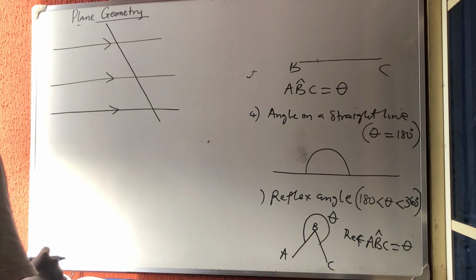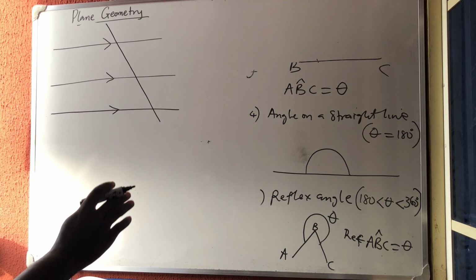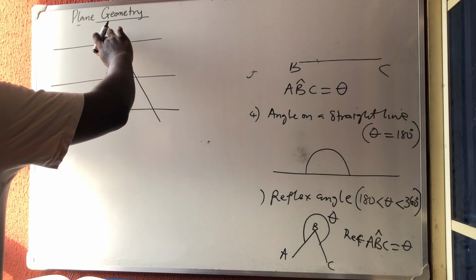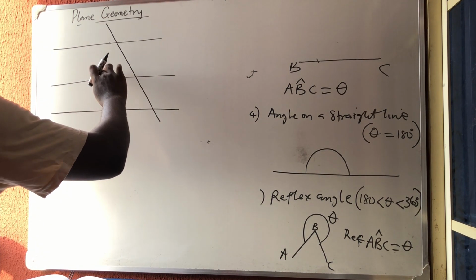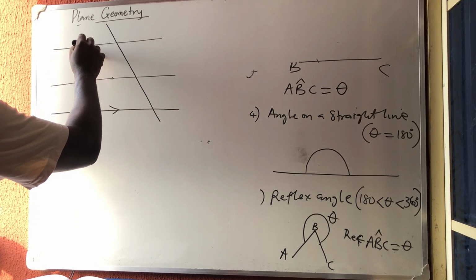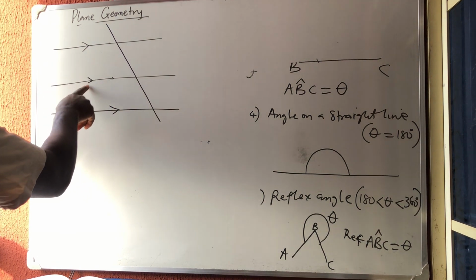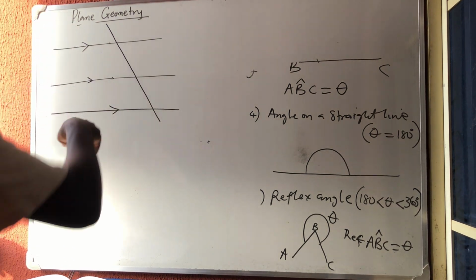Now, there are laws, or angles, that are formed from this. There are so many angles that are formed from this. Okay, so let's get those angles. Now, we represent parallel lines with this arrow, to show that this is parallel to this and this is parallel to this. In fact, they are parallel to each other.